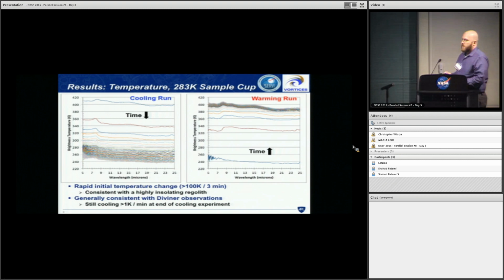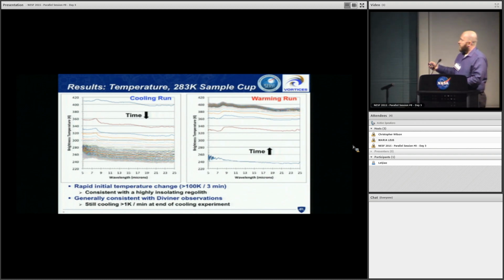There are some limitations to this experiment. The sample cup depth is only 2 millimeters, so we have to keep that in mind when we're interpreting the data. On the opposite side, on the warming up run, the starting point is at the cold temperature. You turn the lamp on. Once again, you get this 100 K increase in temperature over a very short period, and then you rapidly decrease. After the 20 minutes, we weren't actually back at radiative equilibrium yet.